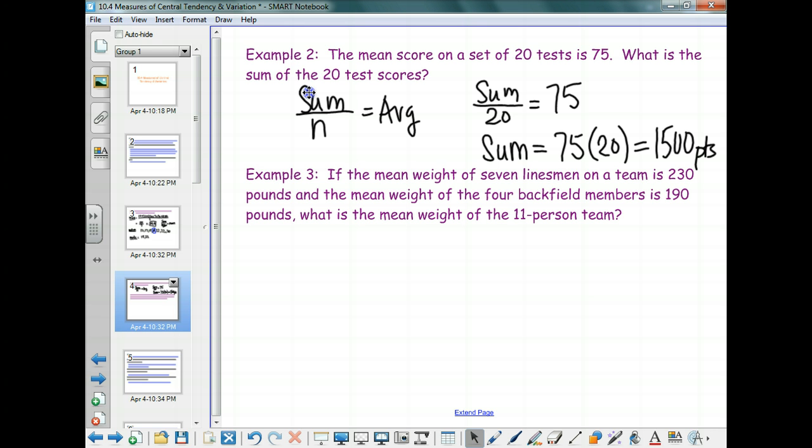So example 3 is another one of this sort of variety. It tells us the mean weight of the 7 linesmen on a team is 230 pounds. The mean weight of the 4 backfield members is 190 pounds. And we want to know what is the mean weight of the 11-person team. So what might come to your mind is, oh, well, I've got 2 values, 230 and 190. I add them together and divide by 2. And that would work if what were the truth? If there were the same number of each of those weighted groups.